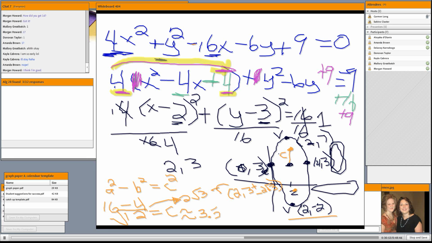So we've got our vertices here and here. I know that's very squished in there. There's our other vertex, kind of hidden in that mess. And our co-vertices are here and here. And that's all you need to do for an ellipse. Co-vertices, vertices.